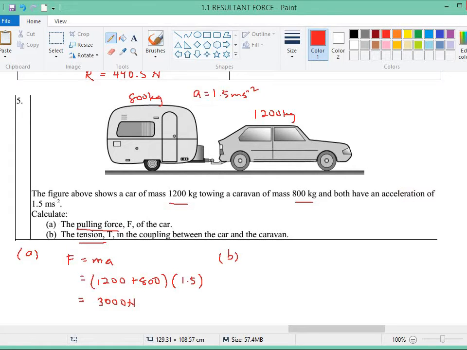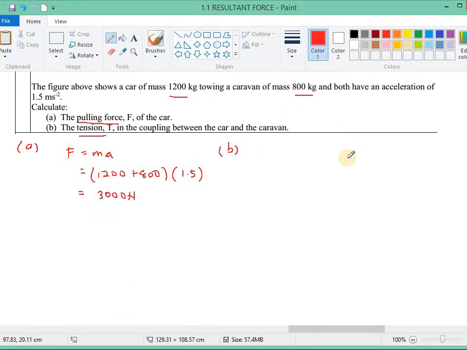So for example, I want to explain what tension is here. Okay, so basically, for example, let's say I have an object.